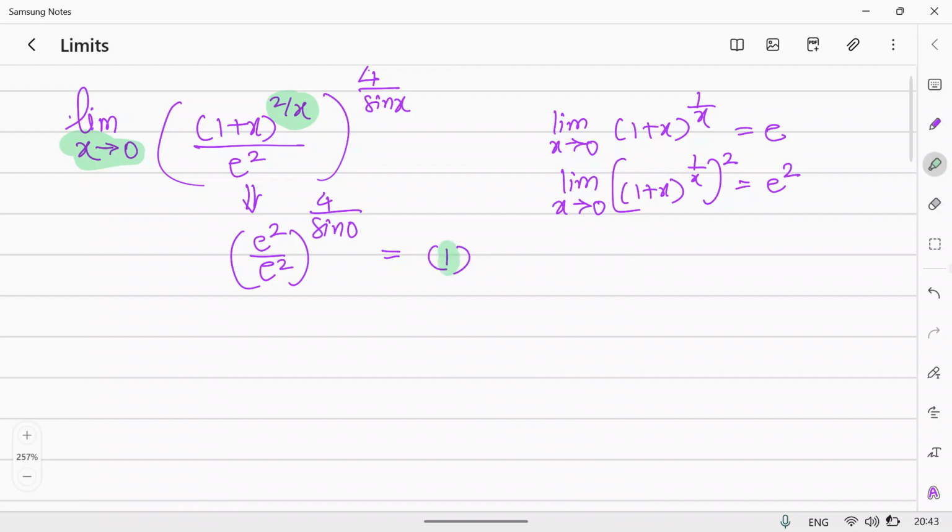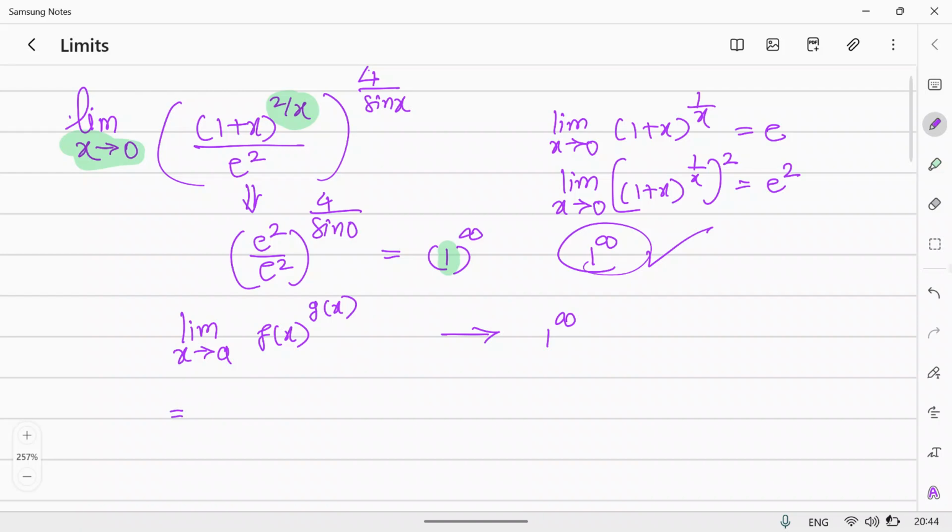It's not exactly 1 because we are solving a limit. And 4 by sin 0, 4 by 0, will be infinity. So this format, as you can see, is 1 raised to infinity. So wherever we have limit x tends to a, f(x) raised to g(x), and if that is of the form 1 raised to infinity, then the formula is e raised to limit x tends to a, (f(x) minus 1) into g(x).